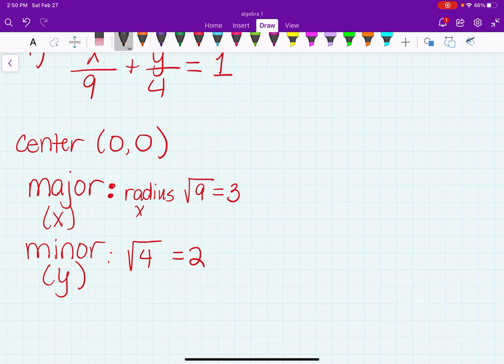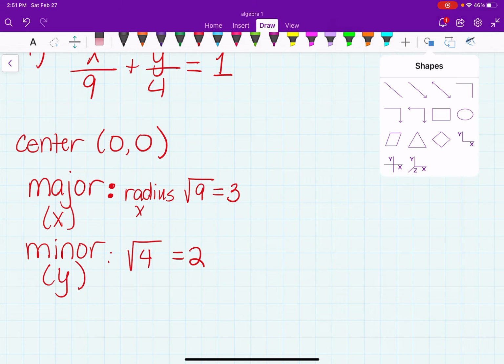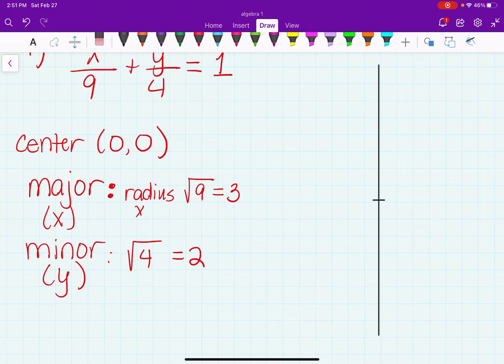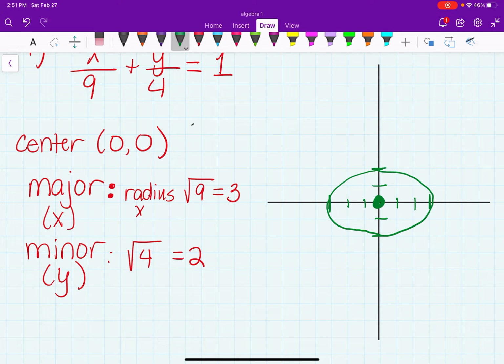So let's draw this, okay? My center is 0, 0. Let me change colors here. So 0, 0 is our center, and in the x direction we go 3, and in the y direction we go 2. We do it just like we do a circle, except it's going to look like, oh wow, that was terrible, an ellipse. Okay? All right, let's try the next one.